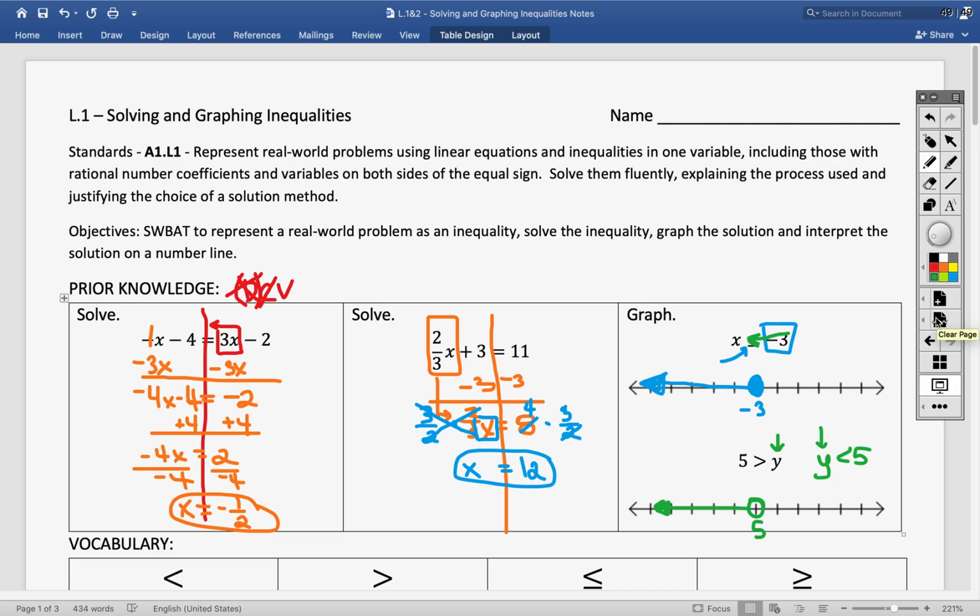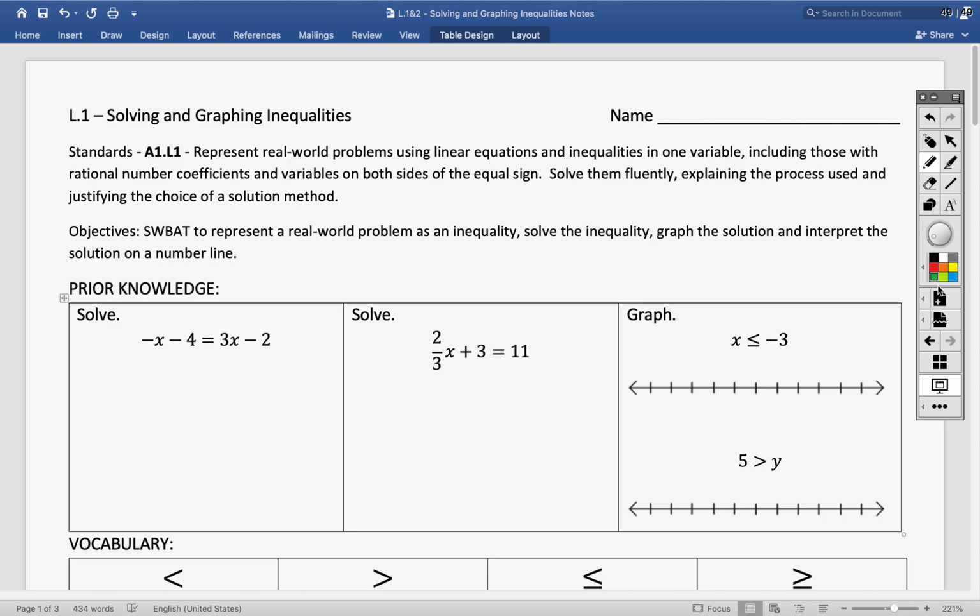Okay, now this notes page is available on Canvas. If you would rather do it on paper, you are absolutely welcome to write it on paper. Just make sure you've copied everything down. Next thing we're going to focus on is vocabulary.